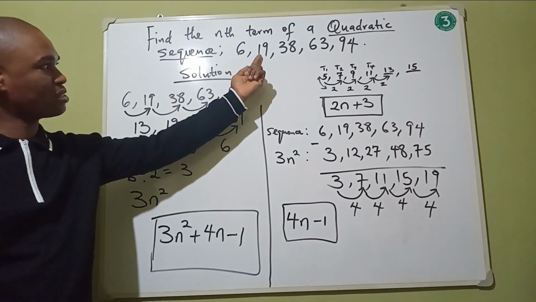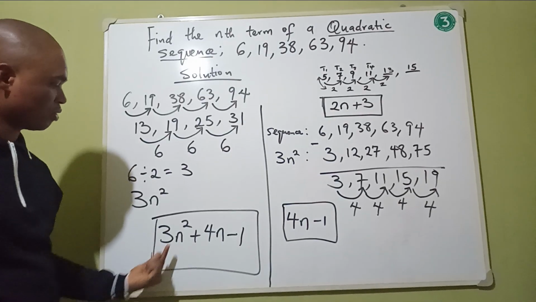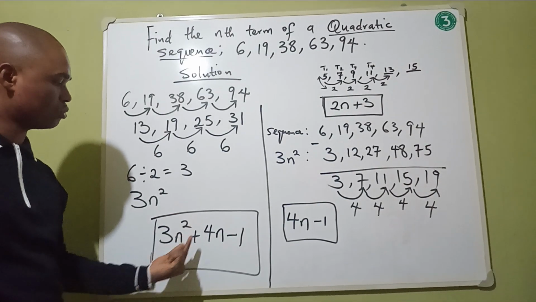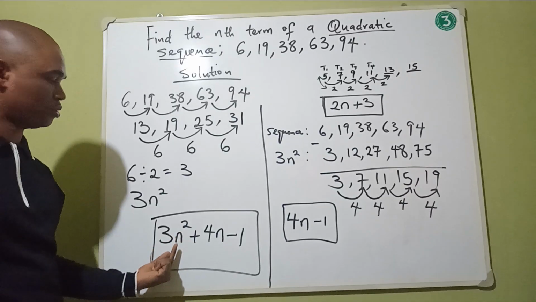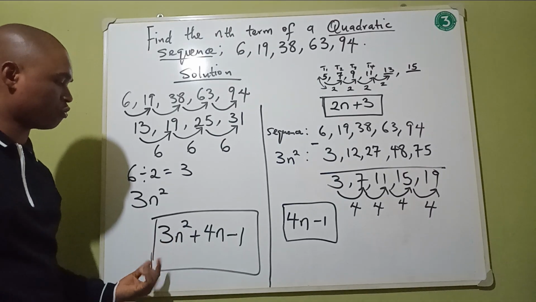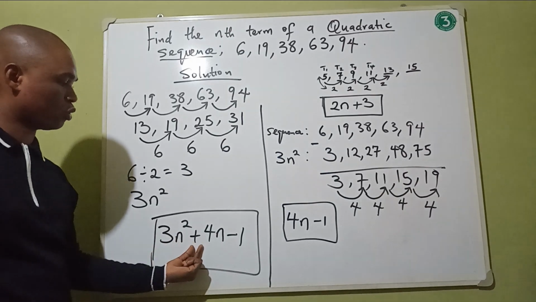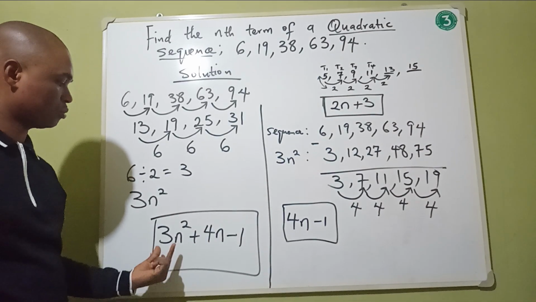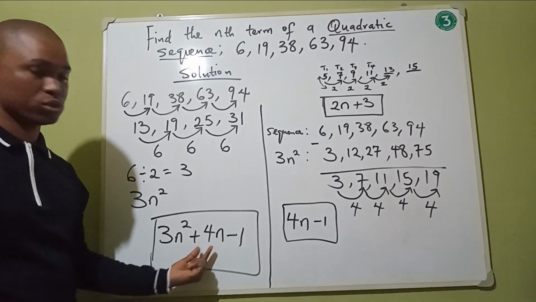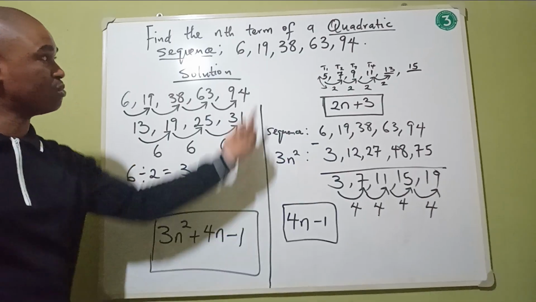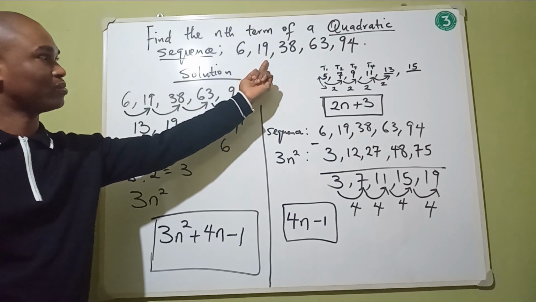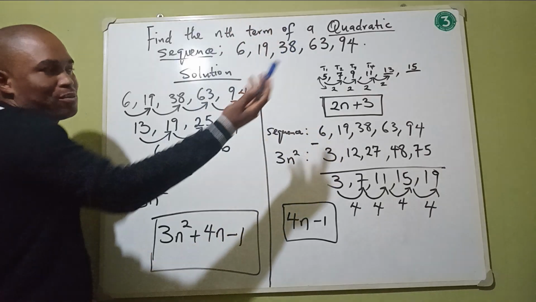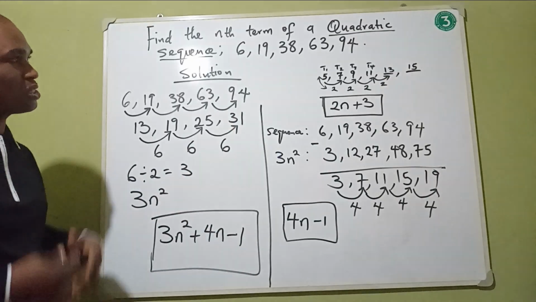Now, if I want to get this second term using this, if I substitute 2 here, since I'm getting the second term, I will have 2 times 2. That is 2 squared means 2 times 2. That will be 4. 4 times 3 will give me 12. Now we have 12 here plus 4 times 2 will give me 8. Now 12 plus 8 will give me what? 20. 20 minus 1 will give me what? 19.